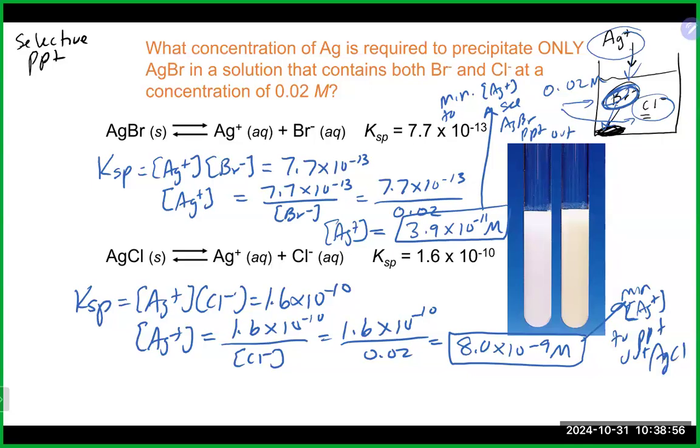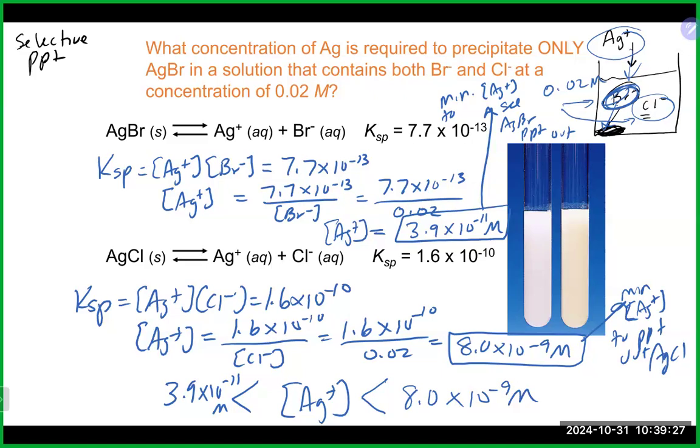So what does this mean? It means that if you keep your silver concentration greater than 3.9 times 10 to the minus 11 molar, you will start to see a precipitate form. And that precipitate is going to be silver bromide, and that's where it starts to precipitate out. That's because you need actually a lot more silver concentration. You need about 8 times 10 to the minus 9 to start to see silver chloride basically precipitate out.